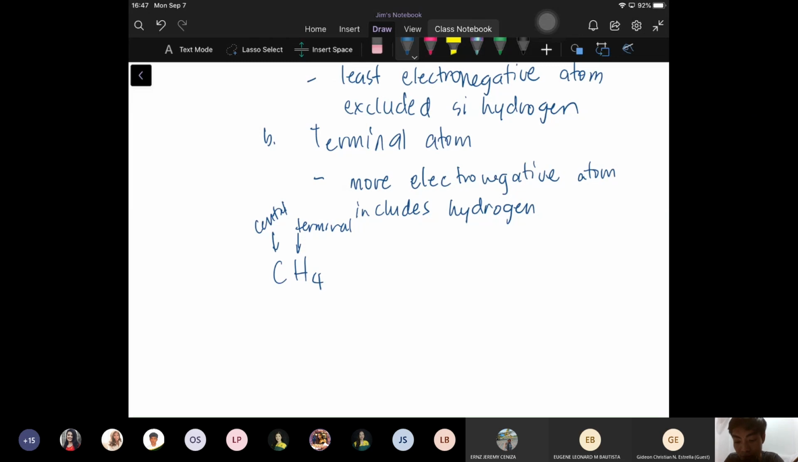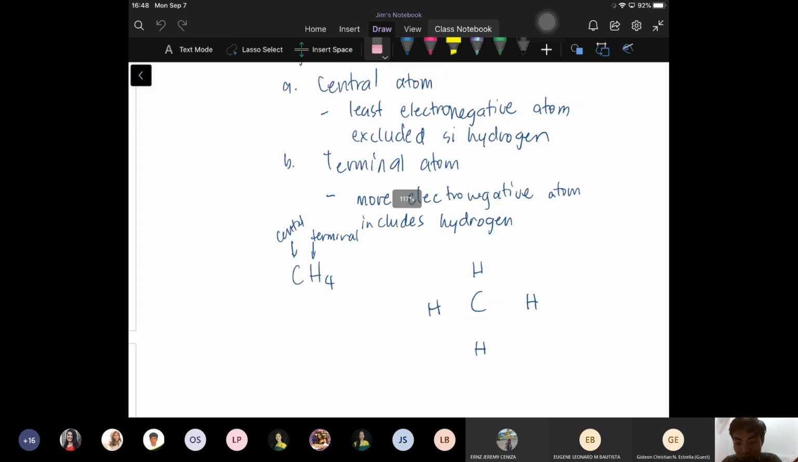So ganito, you draw the central atom in the middle, then your terminal atoms will be positioned on the 4 directions around the central atom. So that means each of your atoms na terminal, ilalagay mo tigi-isa sa palibot ni carbon. Tigi-isa lang kada position. Okay. So ganyan yung idea.